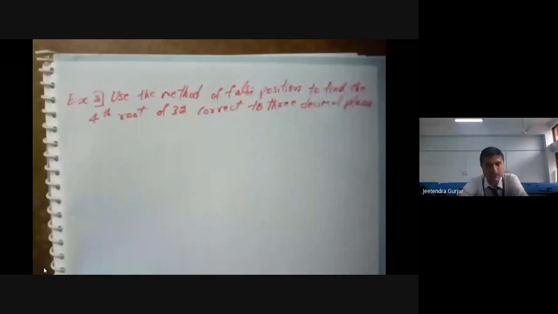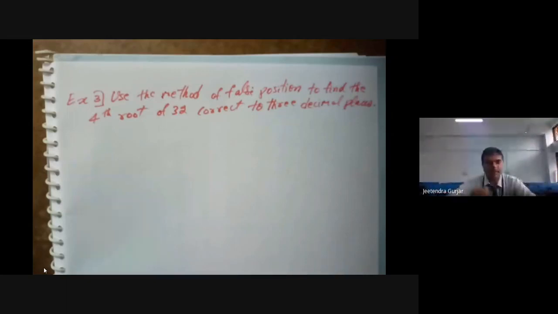The root lies between which values? Which two values? Tell me. Chetan has typed correctly. x raised to 4 minus 32 is the equation. 0 and 9, wrong. The answer is wrong. Okay. Those who have understood, solve it. Those who have not understood, look at this example once again.